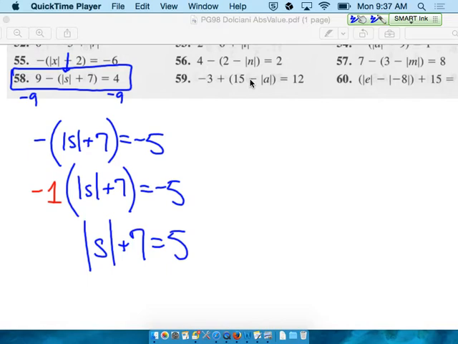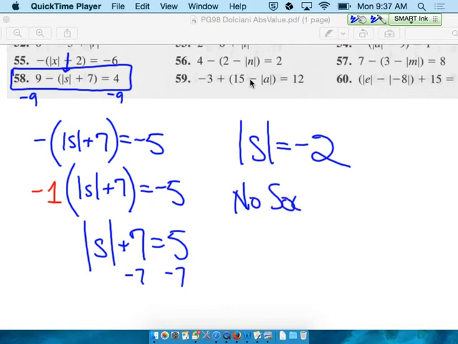And now to isolate the absolute value, I would subtract 7 from both sides, and I now have this. And my conclusion here is going to be no solution, because one of the basic rules for absolute value is that it must be positive. And I think that you all can take it from here on your own.